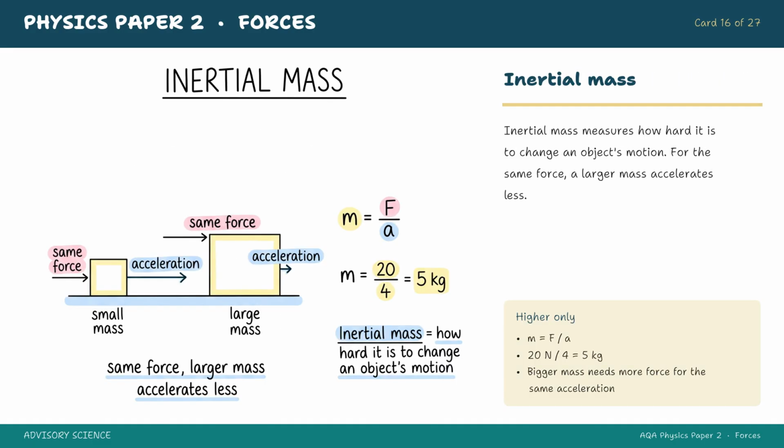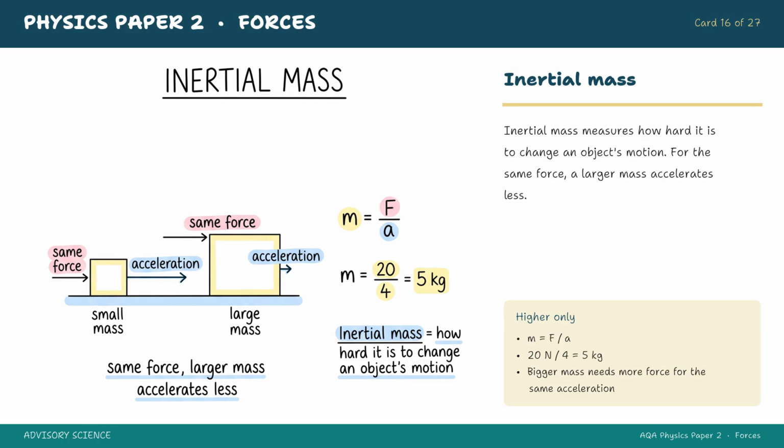Inertial mass is a measure of how difficult it is to accelerate an object. The greater an object's inertial mass, the more it resists changes in its motion. This means that for the same force, a larger mass will accelerate less than a smaller mass.